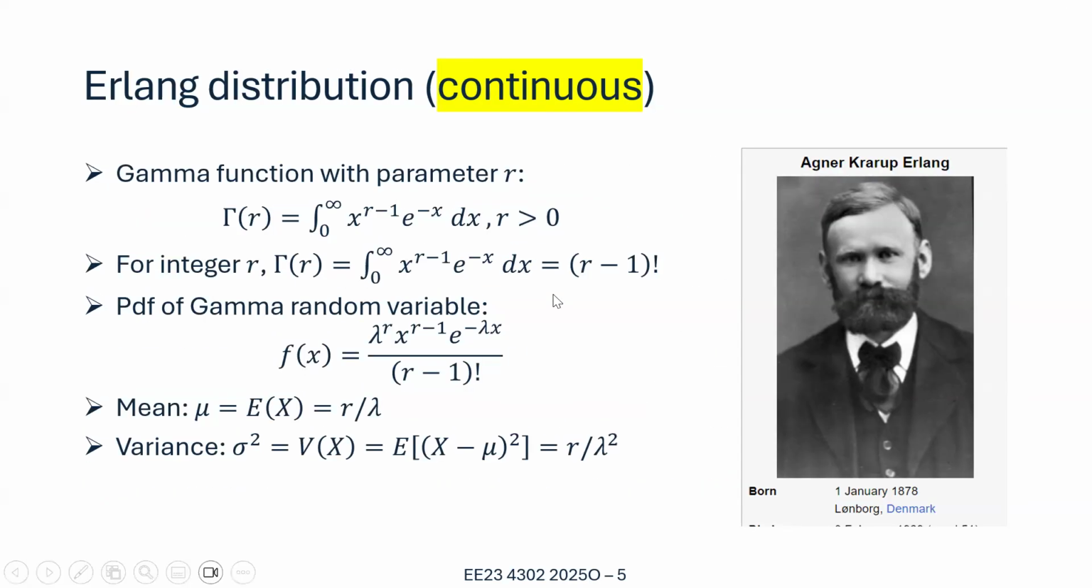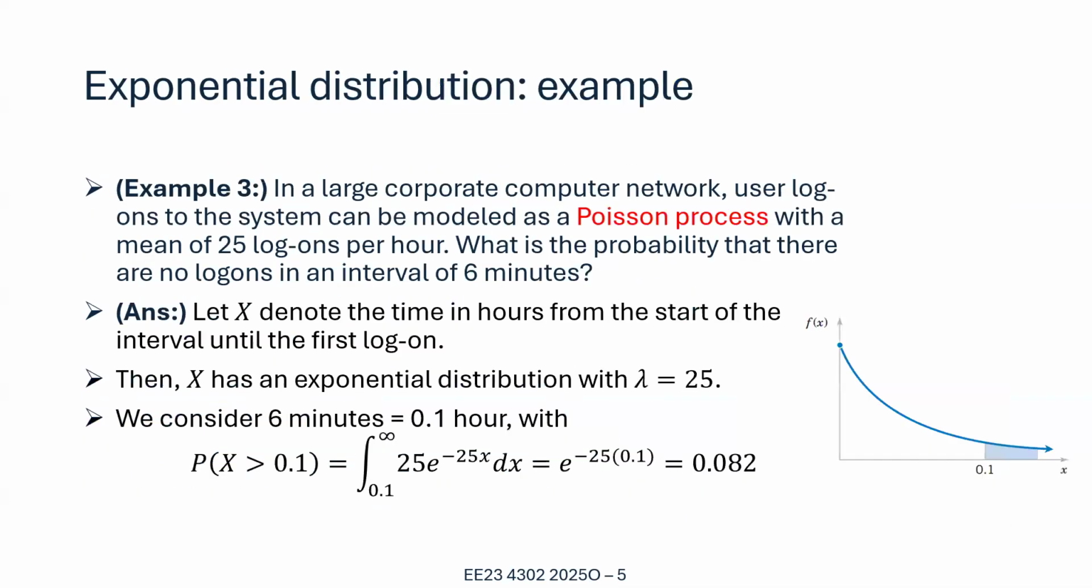And this is more similar to the exponential distribution. This is also a special case of a gamma distribution with the same mean and variance. So this is one example of the exponential distribution where we use the Poisson process with a mean of 25, which means that lambda here is 25, and we want the probability that there are zero events, so no log-ons in the 6 minutes.